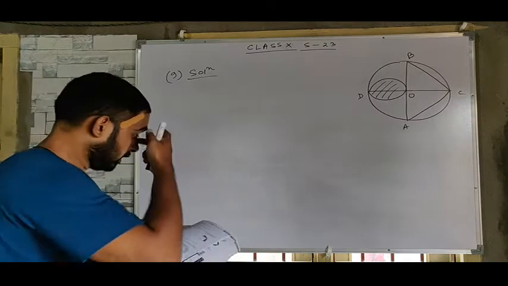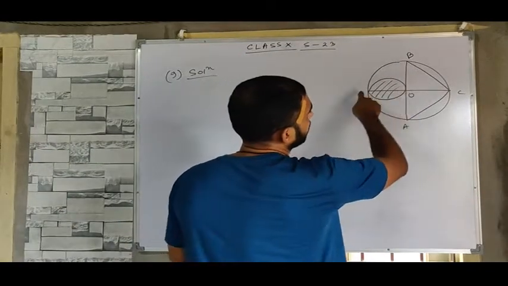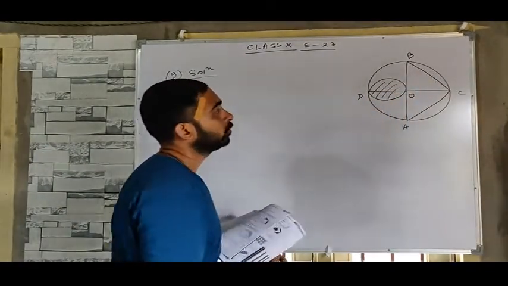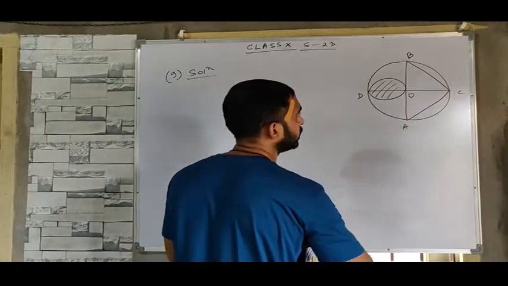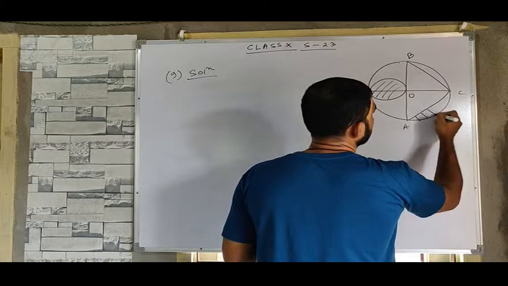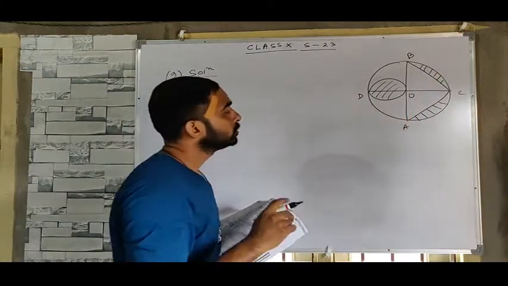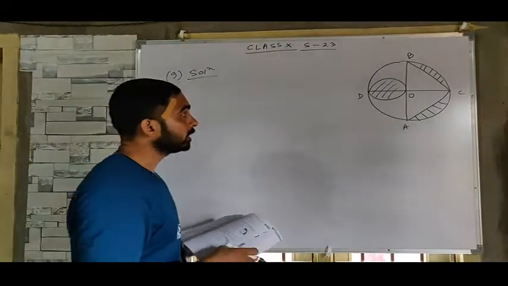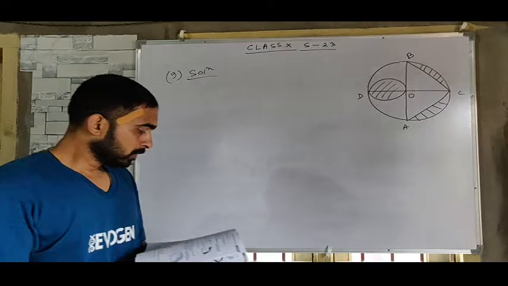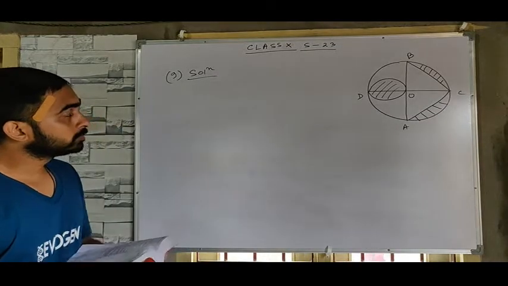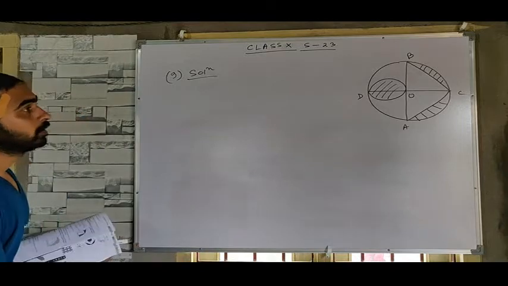Now see here. This is a circle where CD and AB are the two diameters, and this is a circle whose diameter is OD, and this is the shaded portion. This one also is the shaded portion. So the question is, find the area of the shaded portion, this one and this one. What is given? The value of OA. OA equal to 7.